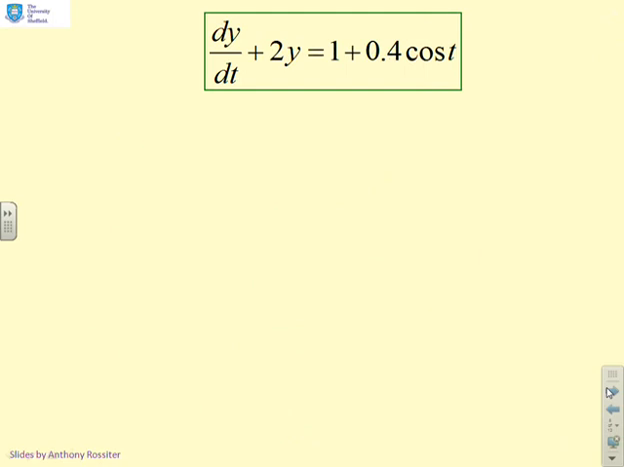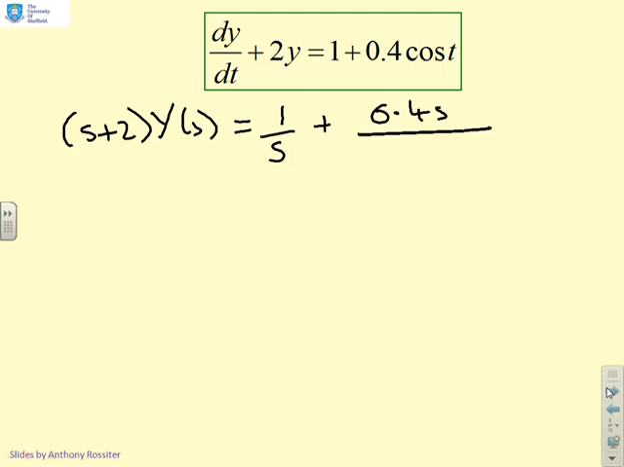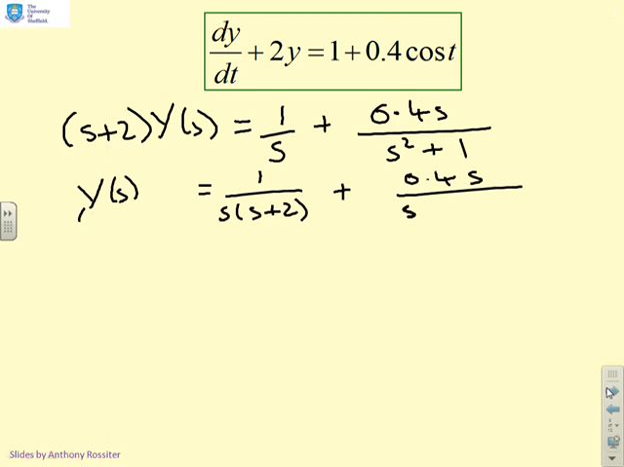Next example then, dy/dt plus 2y equals 1 plus 0.4 cos t. So again, I'm going to take Laplace. So I've got (s plus 2) into Y(s) equals 1 over s, and that's Laplace of 1, plus 0.4s over s squared plus 1, which is the Laplace of 0.4 cos t. Now if I rearrange this, I'm going to get Y(s) equals 1 over s(s plus 2) plus 0.4s over (s plus 2)(s squared plus 1).